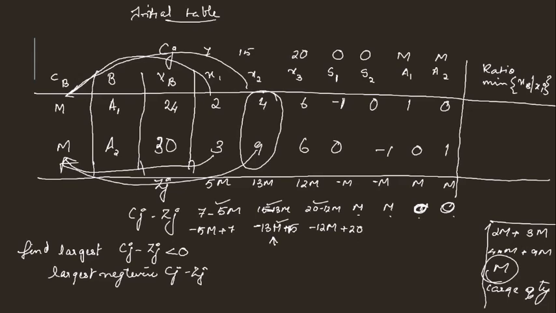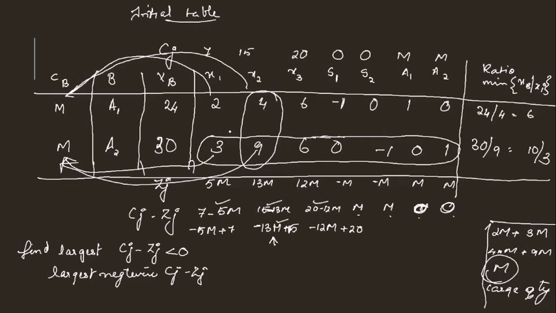Now again for identifying the key row, what do you have to do? You have to divide 24 by 4, which is equal to 6, and then 30 by 9, which is equal to 10 by 3. So here this is your key row and 9 is your key element. So again, for the next table, what is the thing that we have to do? You have identified your key element, that is 9. So you have to make this 9 as 1.